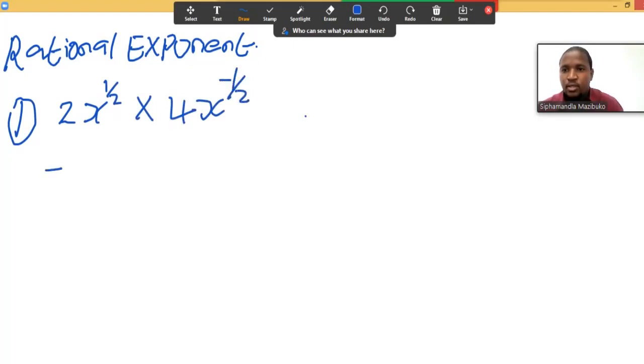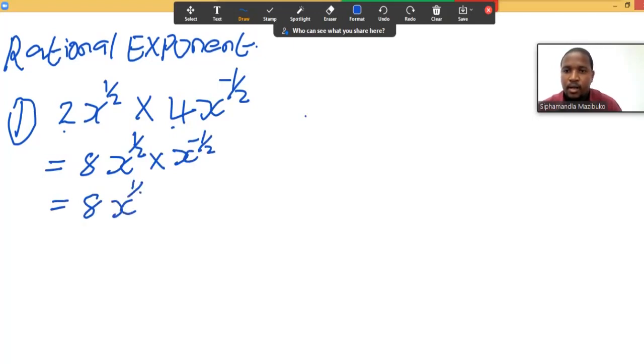So this is the same as, let's look at our coefficients, which are 2 and 4. We need to multiply our coefficients first. So this gives us 8x to the power half multiplied by x to the power minus half. Okay, and then this is the same as 8x to the power half minus half.